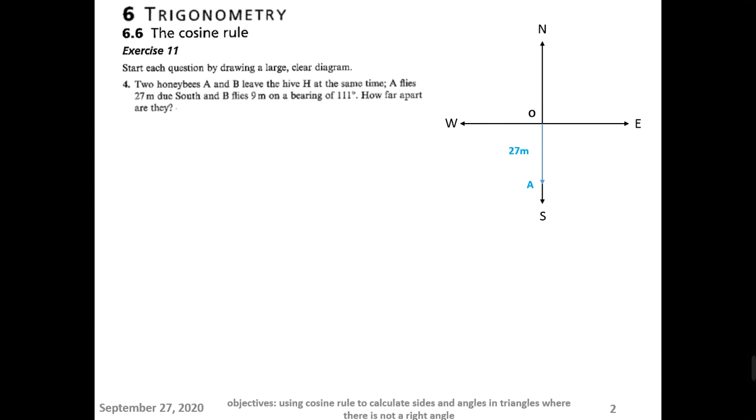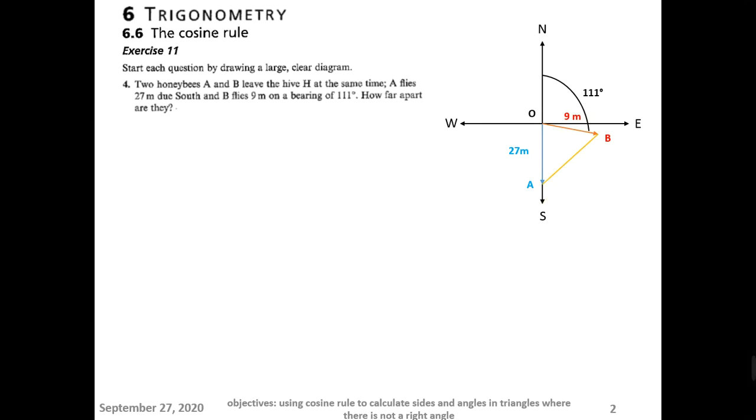Bearing is an angle that is measured from the north and clockwise. So if we measure 111 degrees, we know the direction of the side, and we know that it's traveling from O to B, and the length of this side is 9 meters. Now they're asking us about the distance between A and B. So the length of this yellow line that popped on the screen is what we are trying to find.